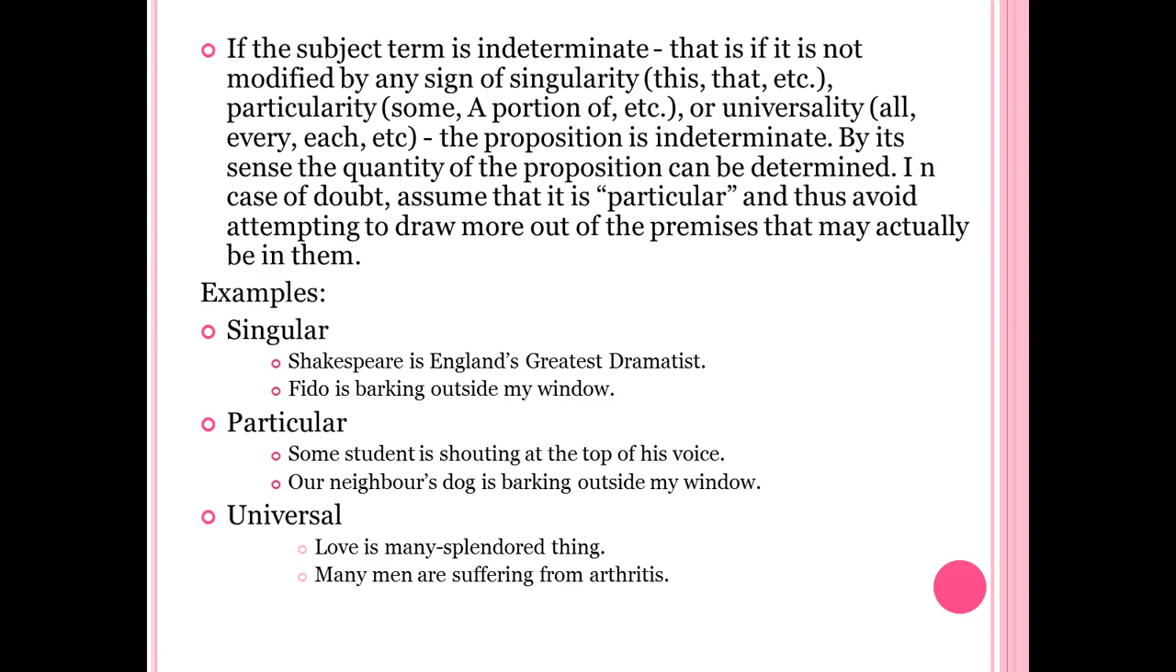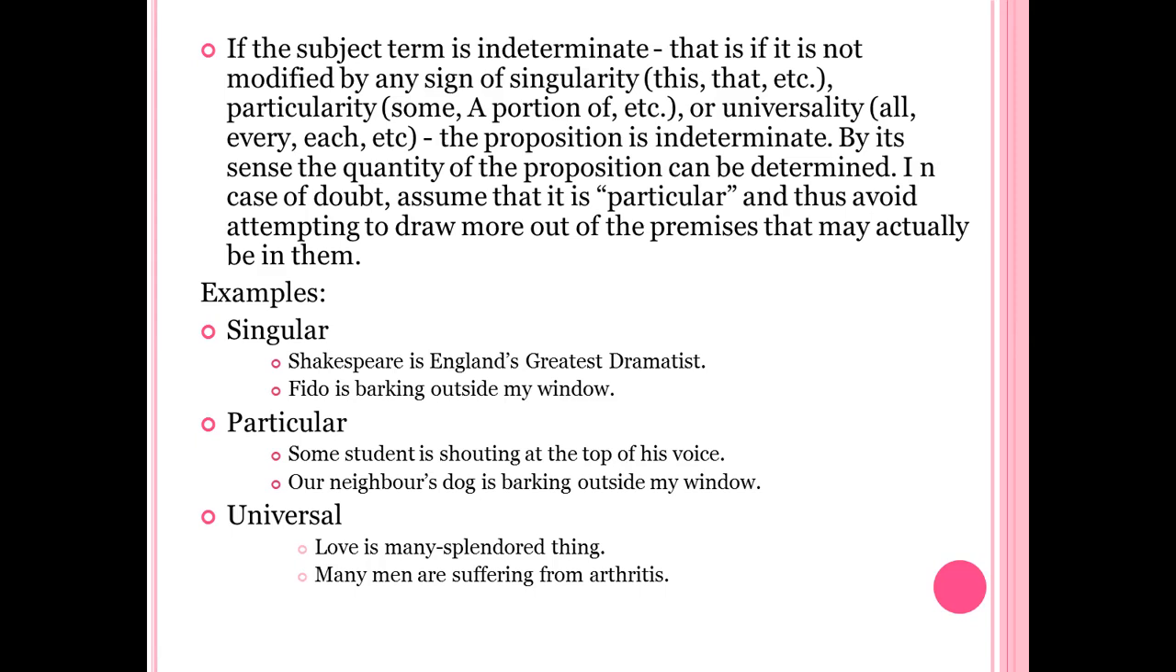The second example is for particular, and we have two sentences. Some student is shouting at the top of his voice. The second sentence is, our neighbor's dog is barking outside my window. We have seen here some signs of particularity: some student and also our neighbor's dog. For the first sentence, we have modifiers like some, a portion of. Those are signs of particularity.